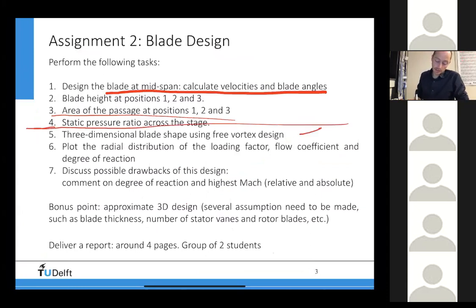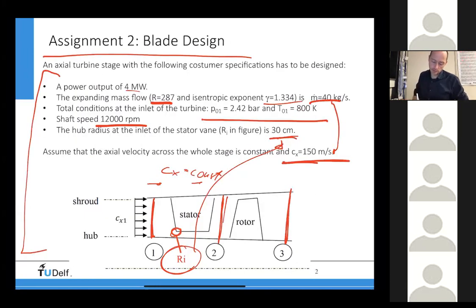Then the three-dimensional part, which is what we discussed today. So you need to design a 3D stage. You need to design how the angles change for the stator and for the rotor, and then plot the radial distribution of the loading factor. How does the loading factor change as a function of R? Also the flow coefficient and the degree of reaction. These are the things that you can calculate. There's a question, is it indeed 30 centimeters? Yes, the inner radius is this part here, and that is 30 centimeters.